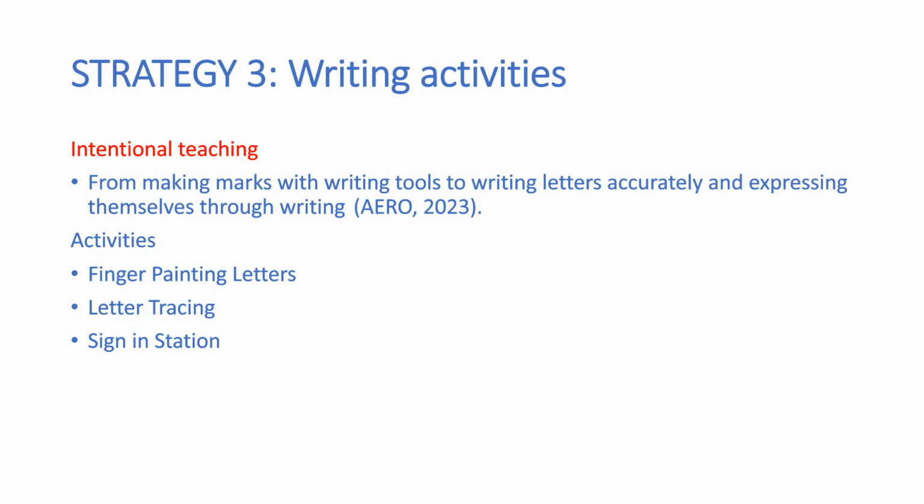Letter tracing: provide letter tracing sheets with dotted lines. Encourage children to trace over the letters with their finger or a pencil, thereby helping them recognize letter shapes. Signing station: encourage children to practice writing their name daily using a pencil. Provide support and positive reinforcement to inspire them to begin writing independently.